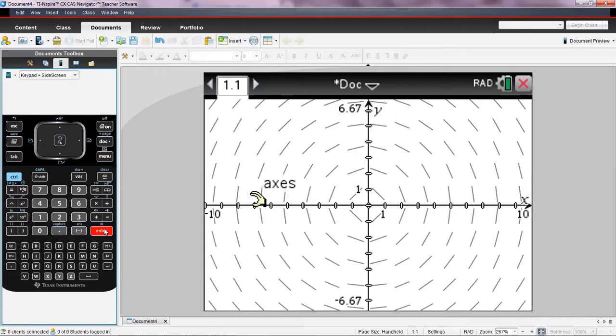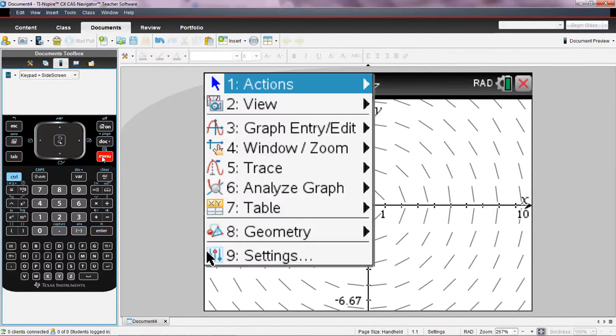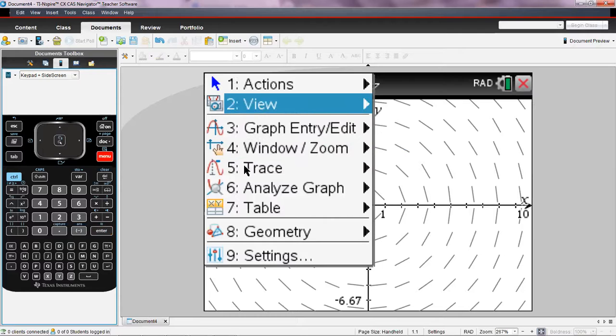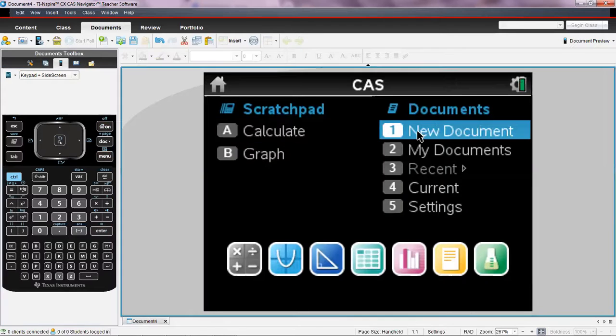A circular slope field. Very nice, right? Let's suppose you want the 0.5y. Okay. Menu. I'm going to do a new document, right?